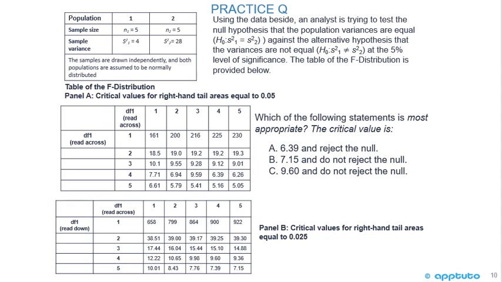So the question is, which of the following statements is most appropriate? The critical value is A, 6.39 and reject the null, B, 7.15 and do not reject the null, or C, 9.6 and do not reject the null. So actually all they want you to do in this question is determine what the critical value is for the test. They're not even asking you to calculate the test statistic in this case.